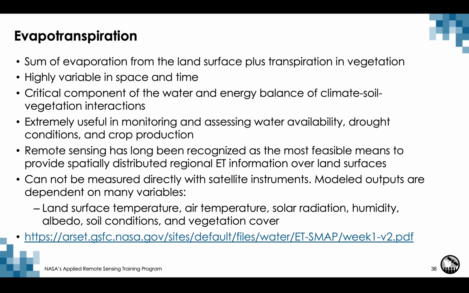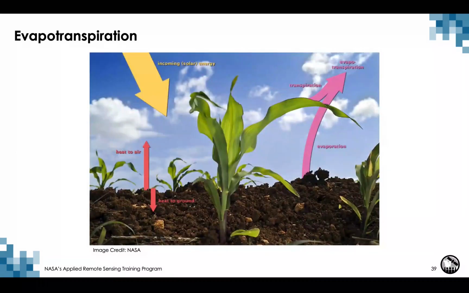The link provided below is from a previous ARSET training on evapotranspiration. We encourage you to go through the materials found on the webpage and join us for part 4 of the webinar on May 5th, where we'll be going into greater detail on evapotranspiration and the evaporative stress index used for agricultural applications. The following image is a simplified infographic for evapotranspiration and the water and energy balance of weather, soil, vegetation interactions.